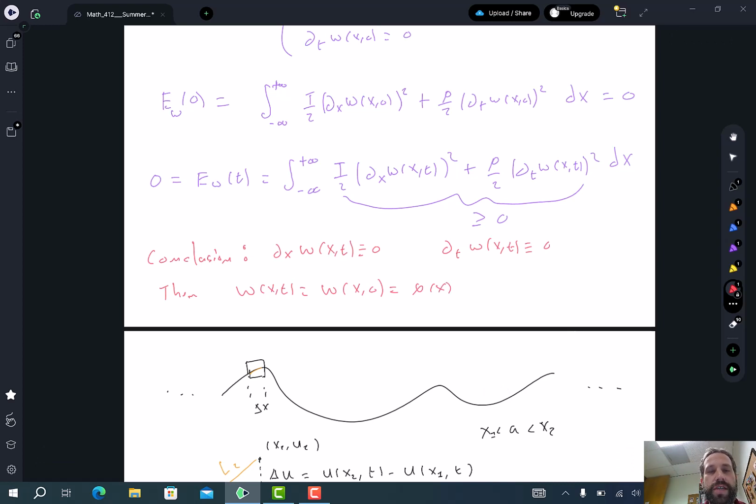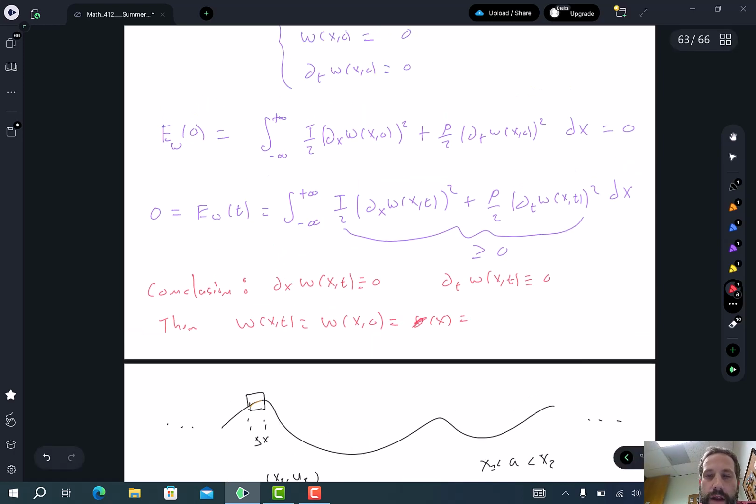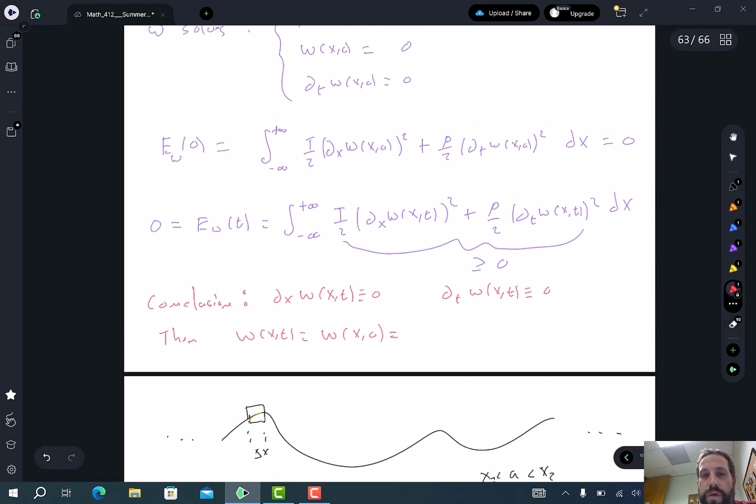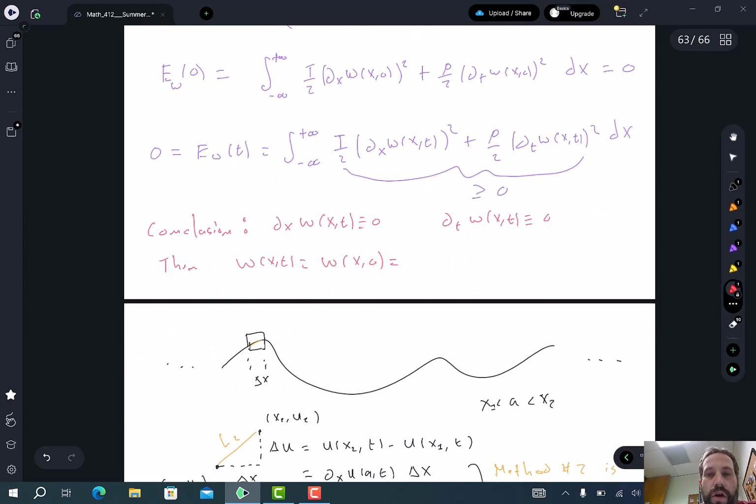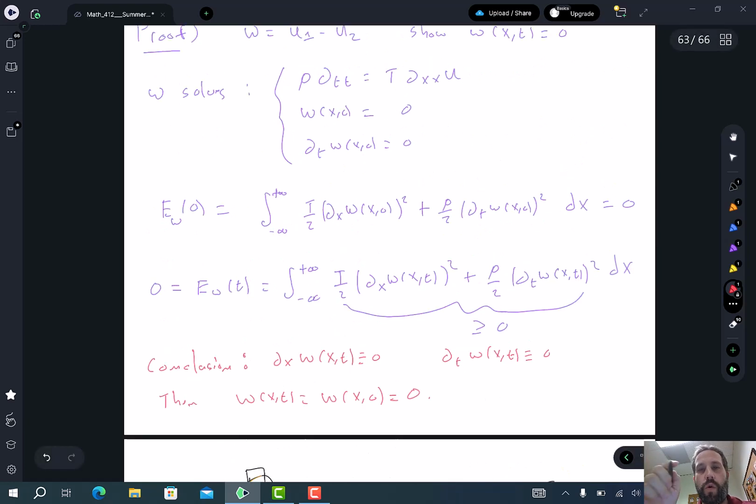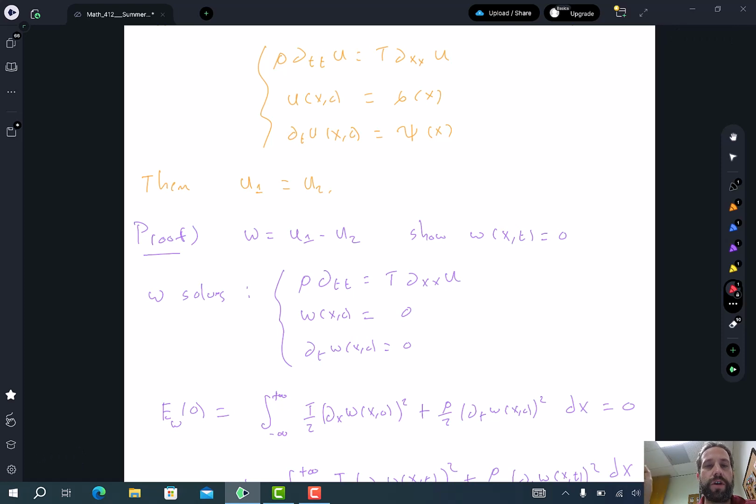I'm kind of overloading the term phi of x here. For this problem, W of x,0 is equal to 0. So in other words, this tells us that W of x,t is equal to 0 for all values of x and all values of t. Therefore, the function itself is equal to 0. Therefore, U1 minus U2 is equal to 0. Therefore, U1 is equal to U2.